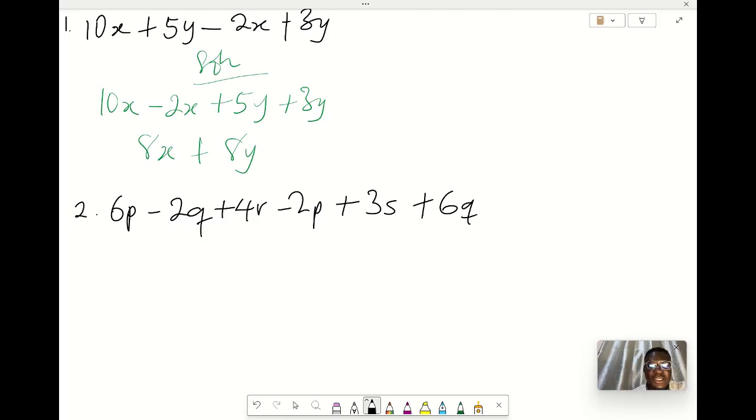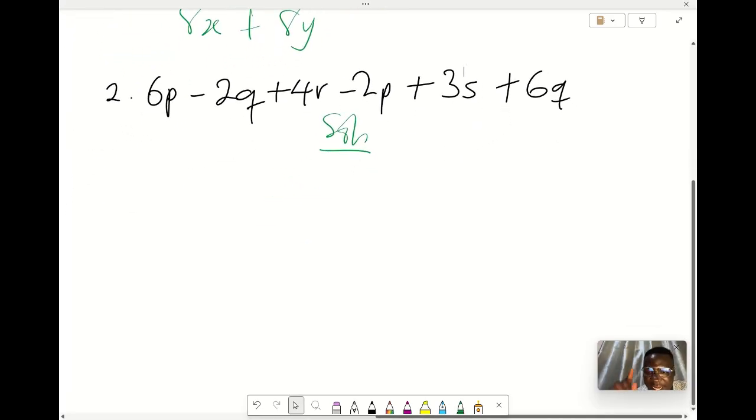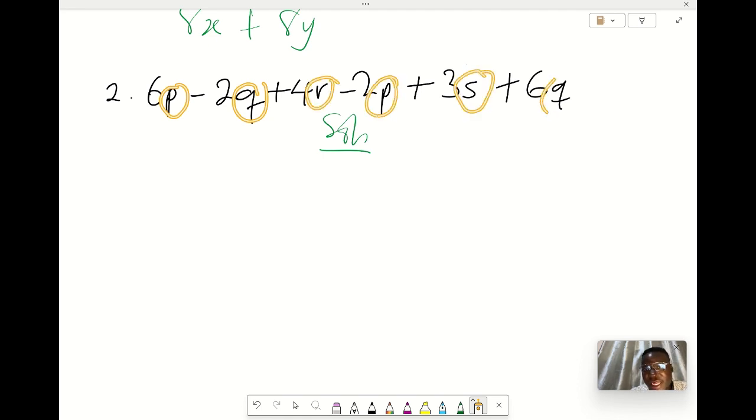Here is yet another question that we need to find a solution to. The solution to this is, look at the question first. Let's study it. This question, if we look at it very well, has a number of variables. We have variable P, variable Q, variable R, variable S, and Q.